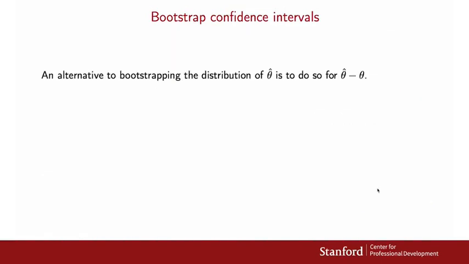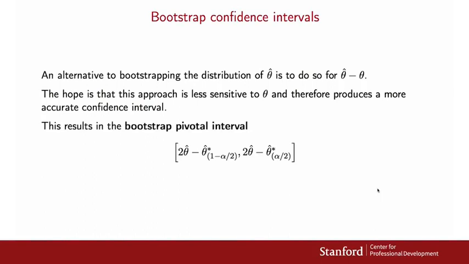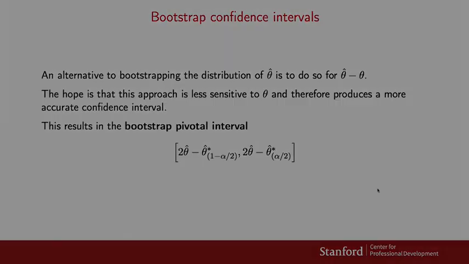An alternative way to do that is not to bootstrap the distribution of theta hat, but to bootstrap the distribution of theta hat minus theta. Why would one do that? The hope is that this is less sensitive to the particular value of theta, and therefore it may produce a more accurate confidence interval. The resulting confidence interval is called bootstrap pivotal interval, and the formula is given there.